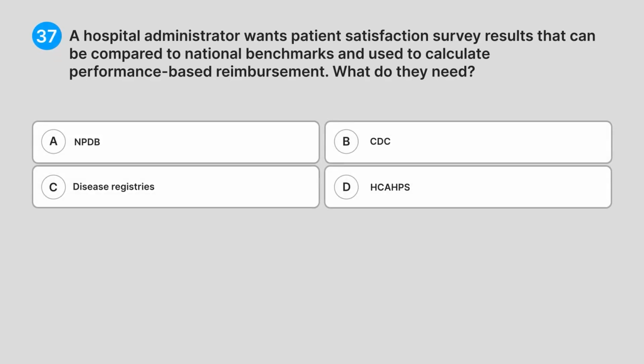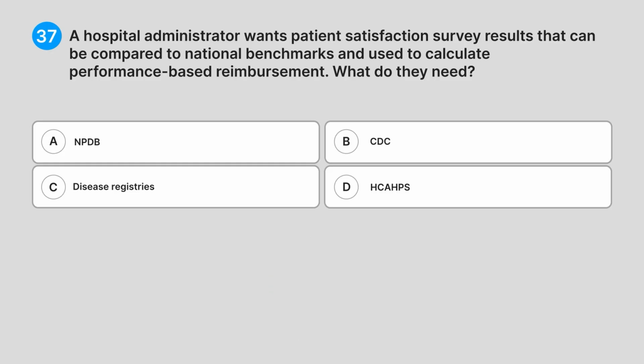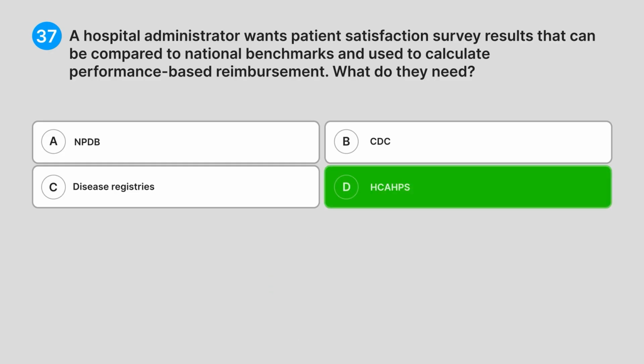37. A hospital administrator wants patient satisfaction survey results that can be compared to national benchmarks and used to calculate performance-based reimbursement. What do they need? A. NPDB, B. CDC, C. Disease registries, D. HCAHPS. Can you guess the answer? Correct answer, D. HCAHPS.